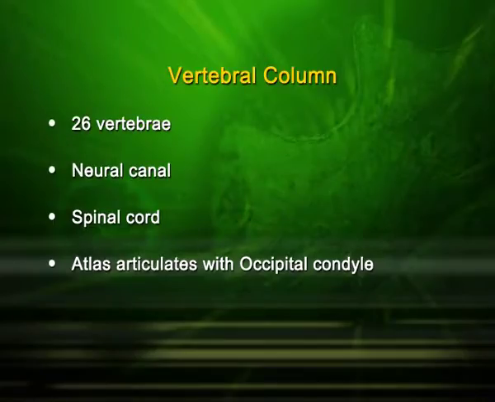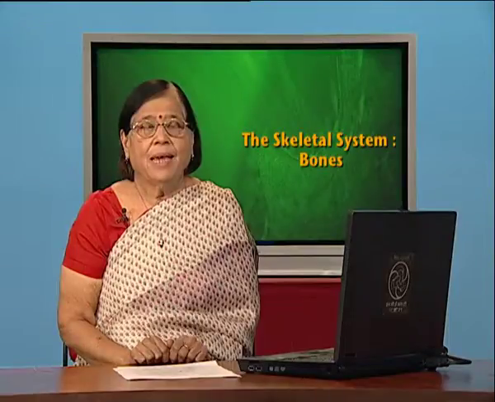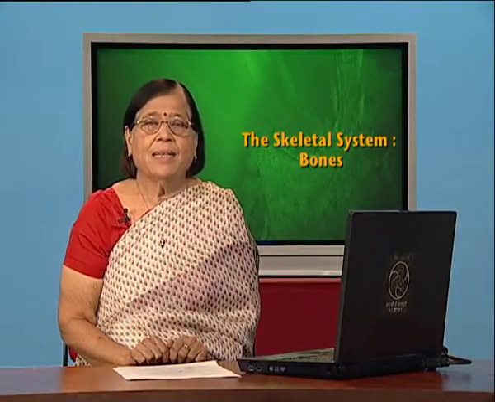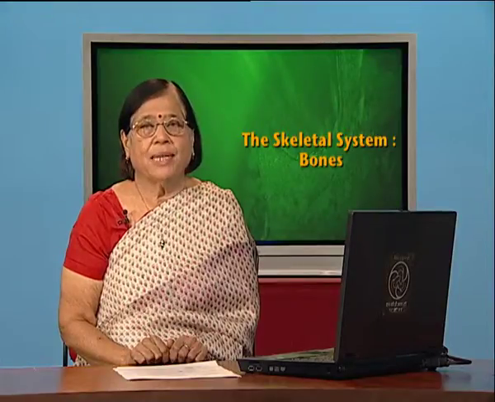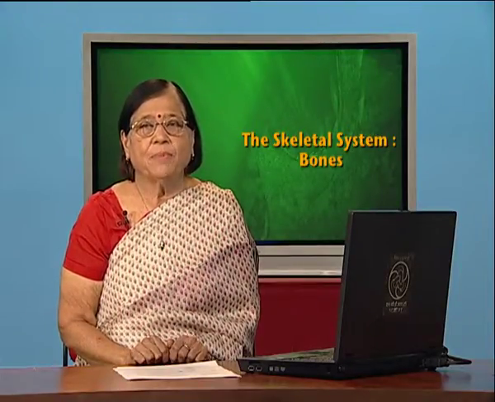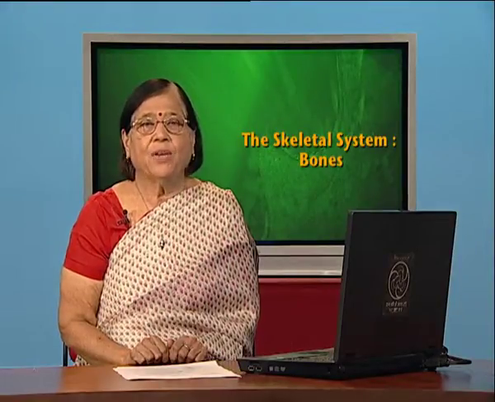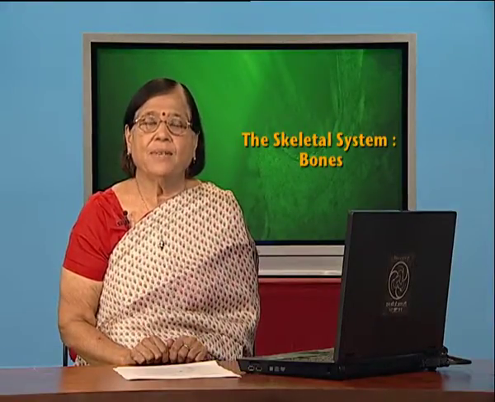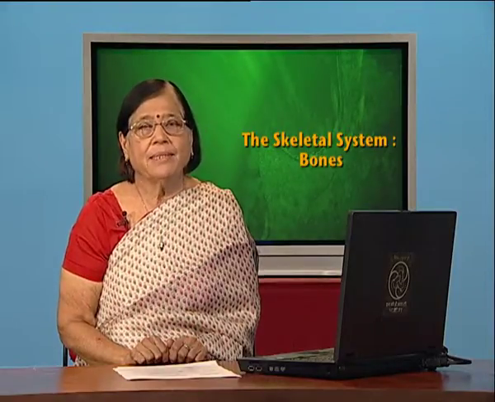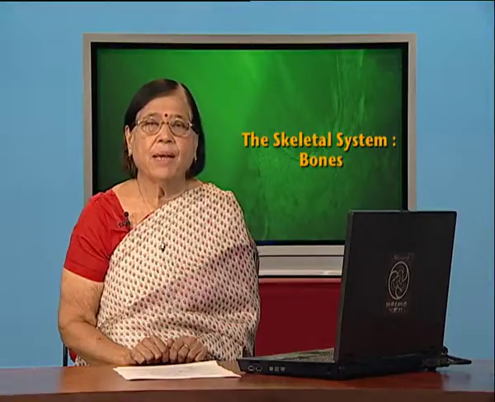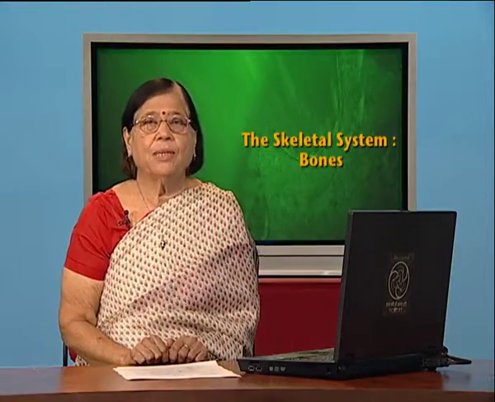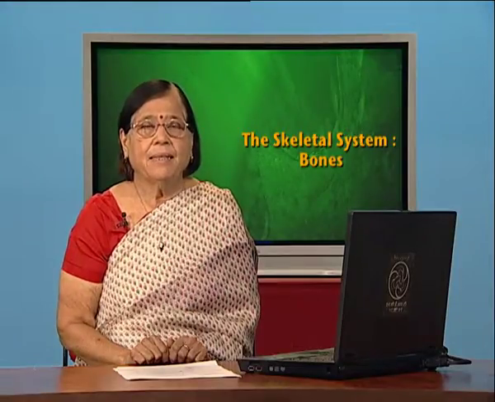So, in the vertebral column there are 26 vertebrae and there is a neural canal in the center through which the spinal cord passes, and the first vertebra is called the atlas vertebra, which articulates with the occipital condyle, and the occipital condyle is the area where the skull will articulate. So, the skull articulates with the occipital condyle and the occipital condyle articulates with the atlas vertebra, which is the first vertebra in the vertebral column, and the second vertebra is called the axis vertebra, and then there are more, total 26 in number. Let us see their distribution.